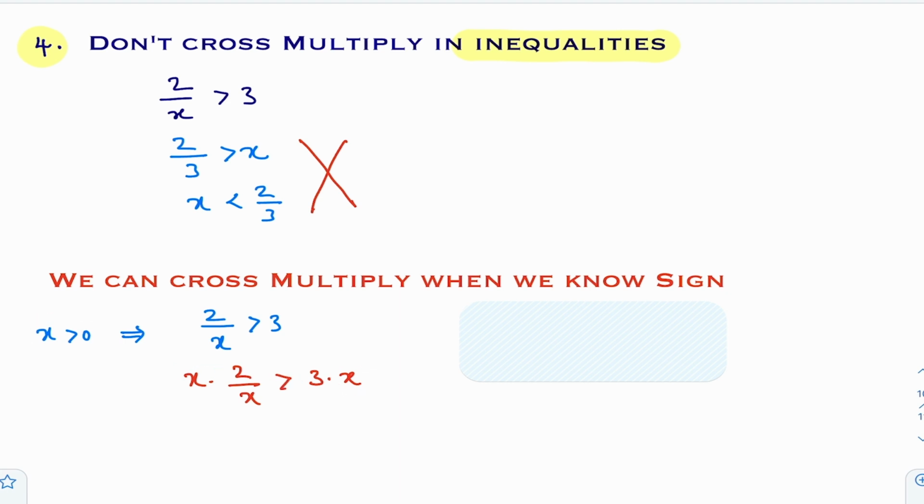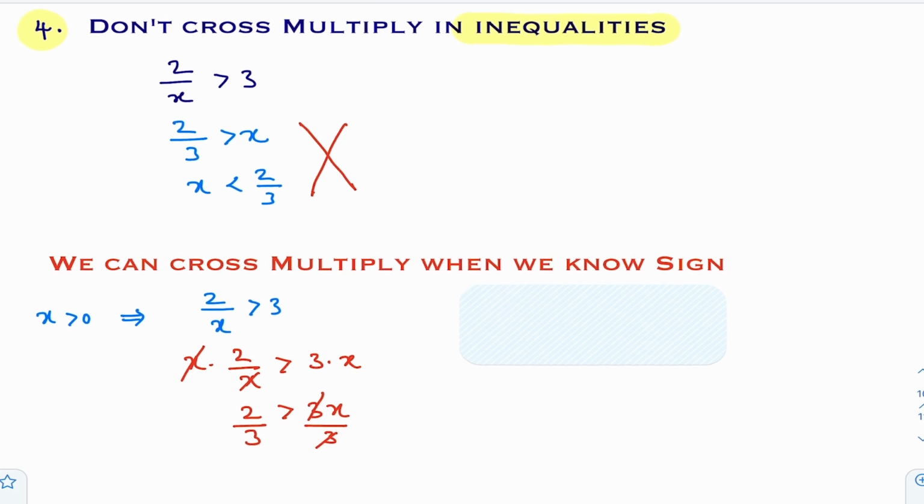I hope you are understanding. Now this x will get cancelled. What you will get is 2 is greater than 3x. Now I'll divide this inequality by 3. As 3 is a positive real number, for an inequality, if I multiply or divide with a positive real number, the inequality sign remains the same. Now this 3 will get cancelled. You got 2 by 3 greater than x, which can be written as x less than 2 by 3. So you got that x is less than 2 by 3.